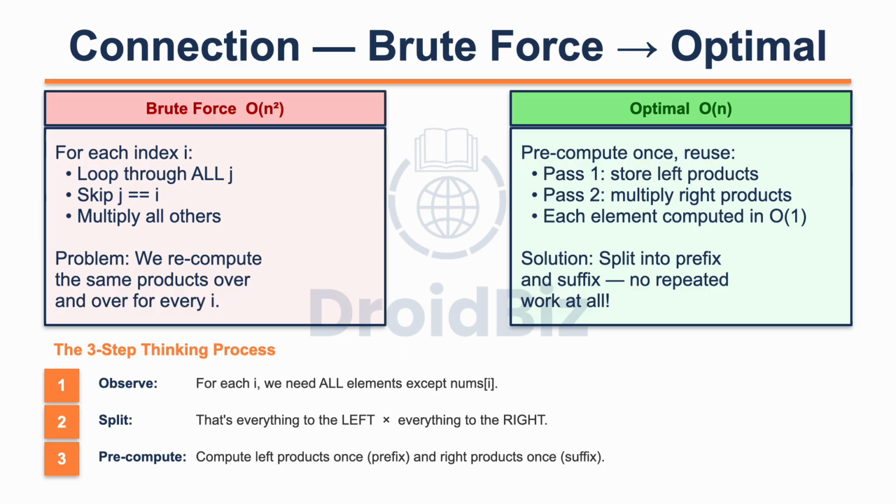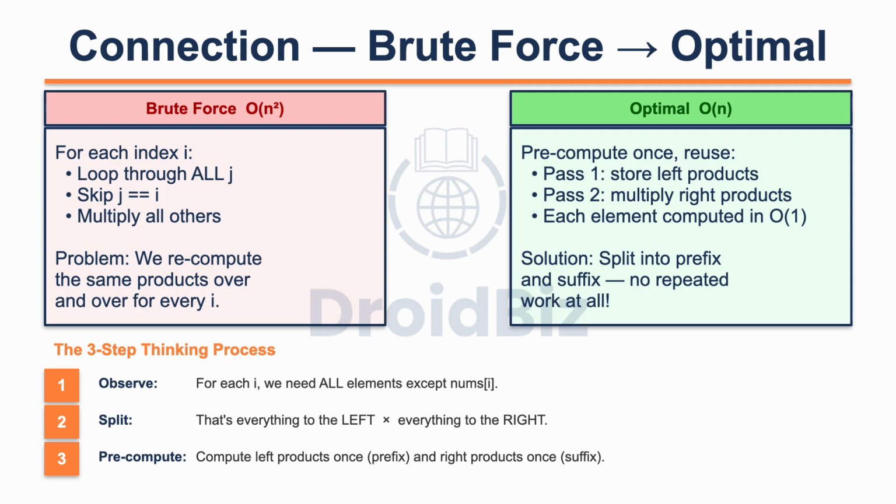Step 3, precompute. Instead of computing the left and right products from scratch for every index, we compute them once. We store all left products in one pass. That's our prefix. We store all right products in another pass. That's our suffix. Then each answer is simply prefix times suffix. This eliminates all repeated work. Every product is computed exactly once.